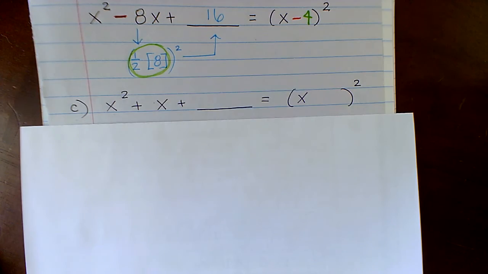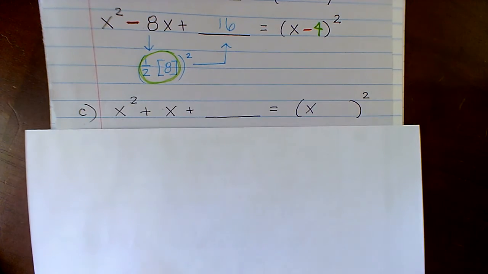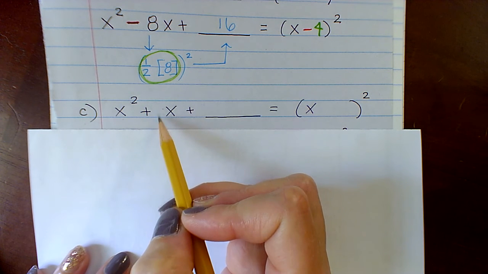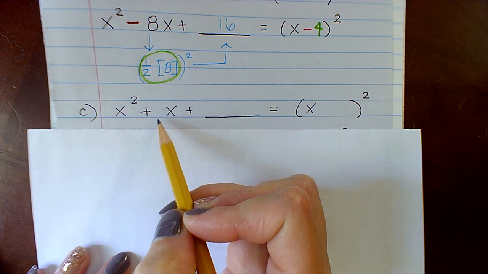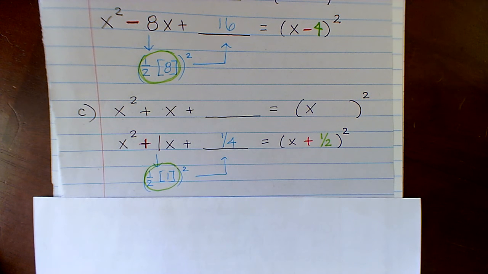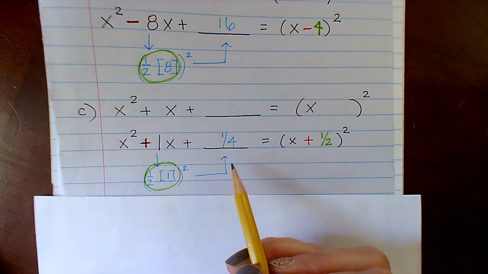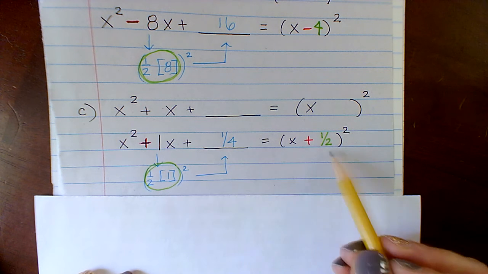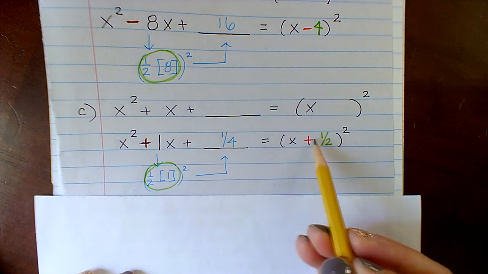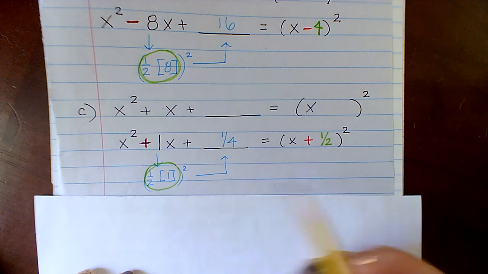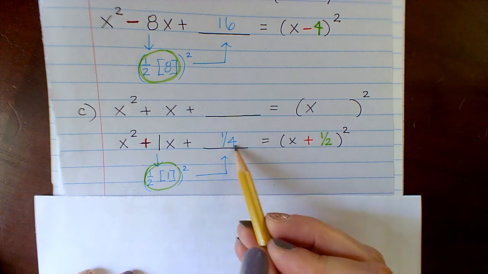All right. This was a little trickier, though, because we're going to have some fractions. This is a 1 right here, so half of 1 is a half, and then a half squared is a fourth. They're a little messier, but the same process still works. Half of 1 is a half. That's a plus, so that's a plus. Now, how did I know that a half squared was a fourth? Because it's 1 half times 1 half. So 1 times 1 is 1, 2 times 2 is 4.